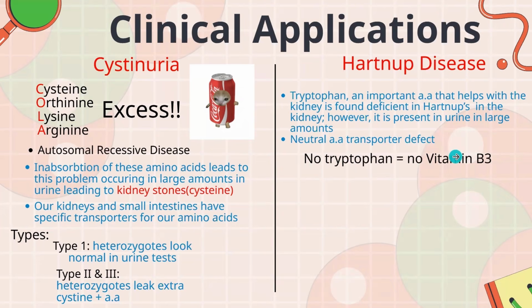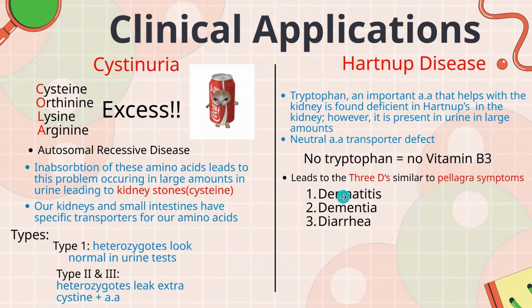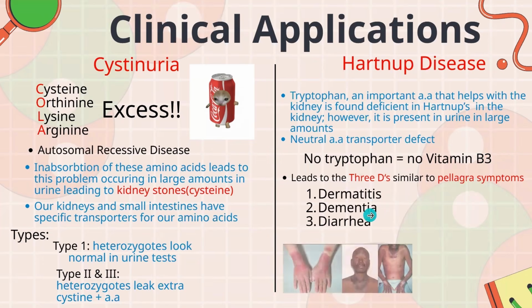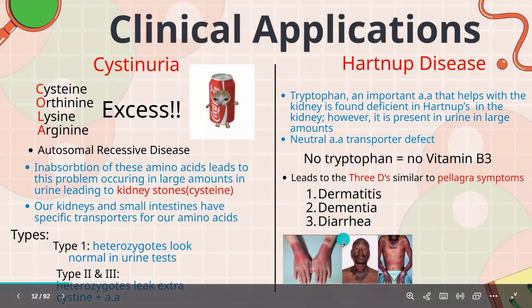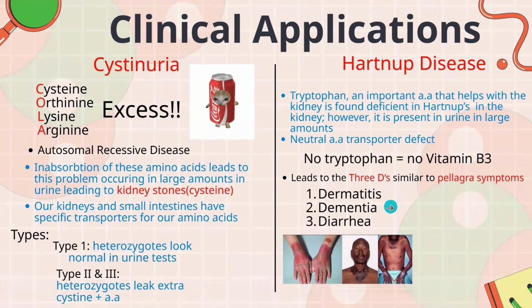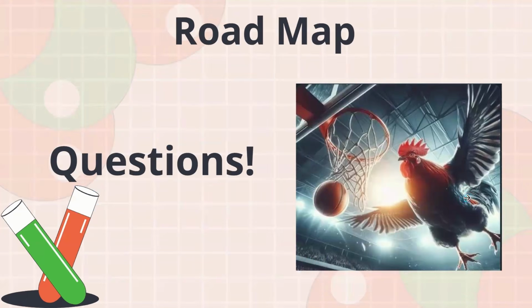Because you have no vitamin B3, if you remember from the first semester, it's going to lead to the 3Ds, similar to pellagra symptoms. Actually, they are pellagra symptoms: dermatitis, dementia, and diarrhea. So here we might notice some rashes, more dermatitis, the patient doesn't have the best memory, and they're going to have diarrhea. Okay, so let's go with the questions now.